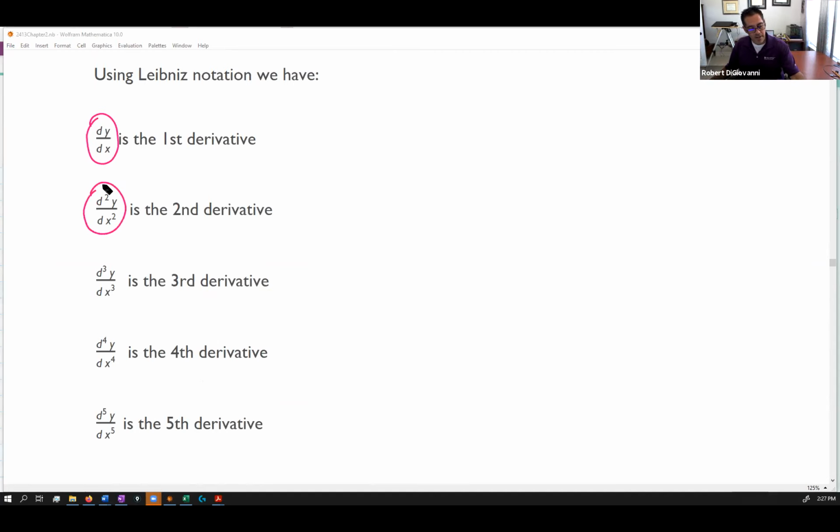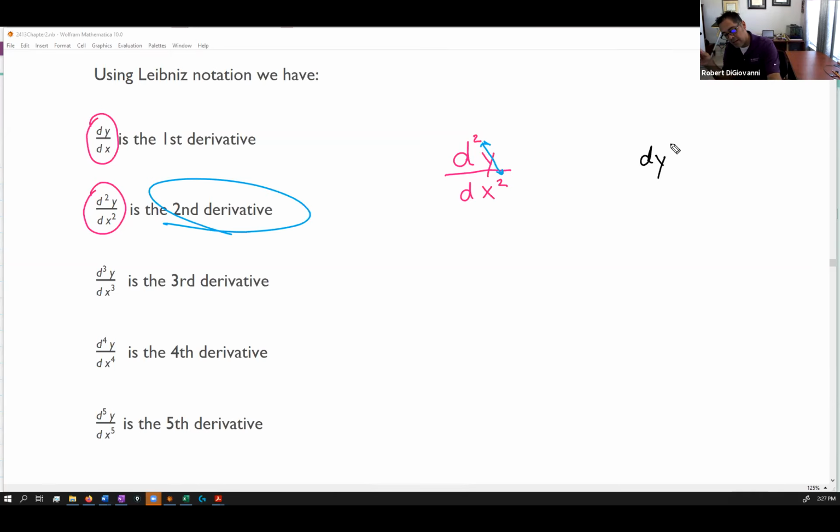But here's how he notated the second derivative. He put a d, then a 2, then y, and then he put d, then x, and then 2. Notice how these 2's are offset from one another. See how they're not lined up? The 2 on top is not above the 2 on the bottom. The reason Leibniz used that notation for the second derivative is because if he had done it this way, he was afraid that you might think that we mean take the derivative and square it.